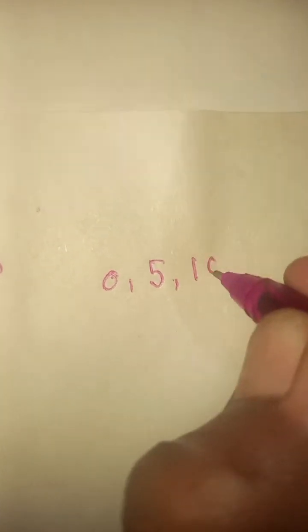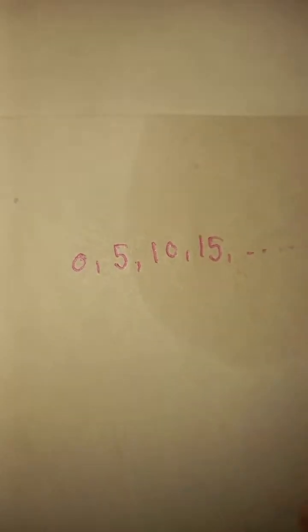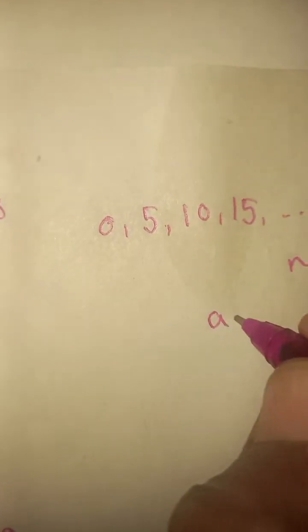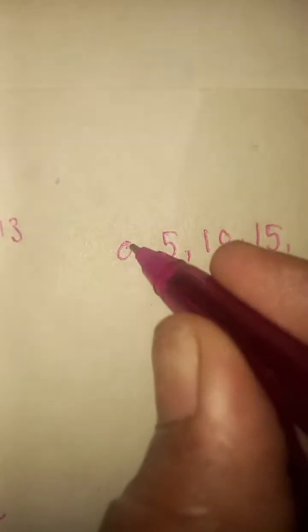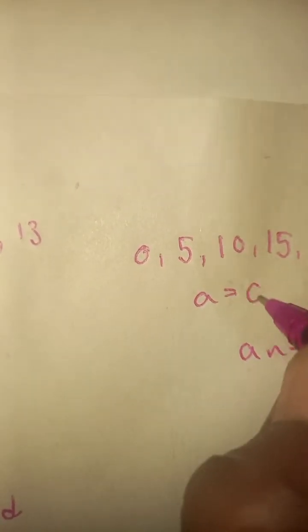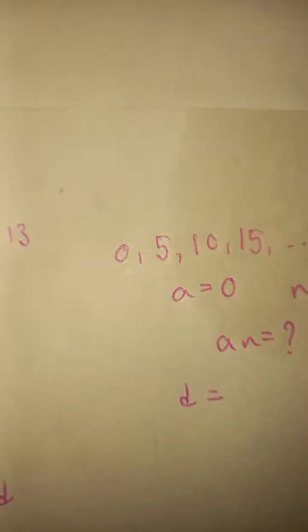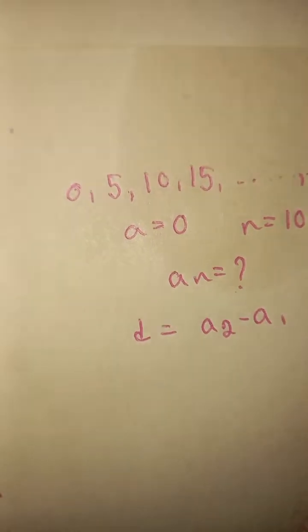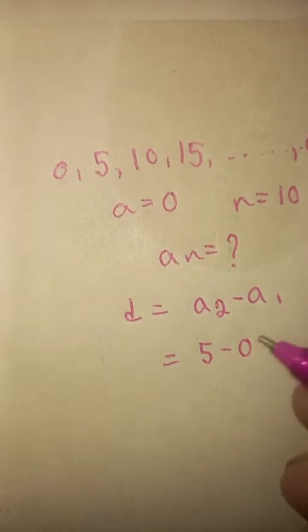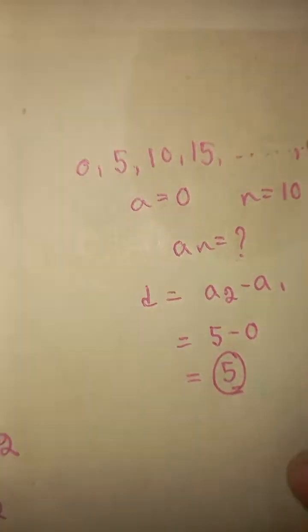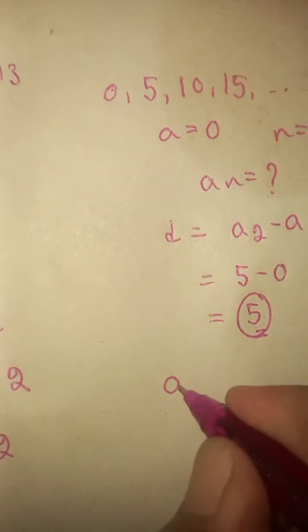Now let's take this one. Here they are giving 0, 5, 10, 15, and it keeps on continuing. They have told us there are totally 10 terms in this sequence. You need to find the required term an, that is the 10th term. They have given the first term as 0, and you need to find the difference, that is a2 minus a1, which is 5 minus 0, which is 5.